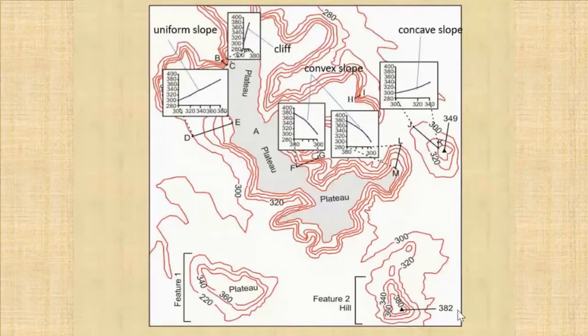Now comes the points F to G and L to M. So there are convex slopes. How do we identify that they are convex slopes? Because the contour lines are closely spaced near the bottom of the slope than the top. The point J to K is showing the concave slope. Here the contours are widely spaced at the bottom and closely spaced at the top.